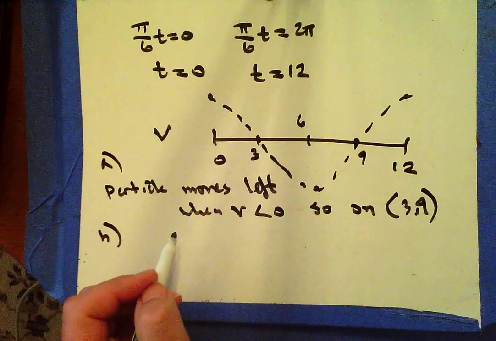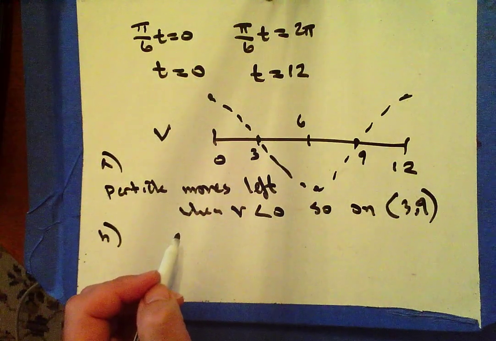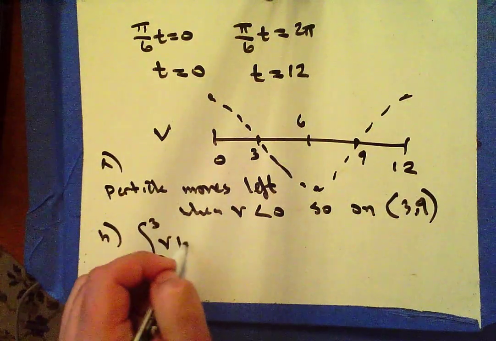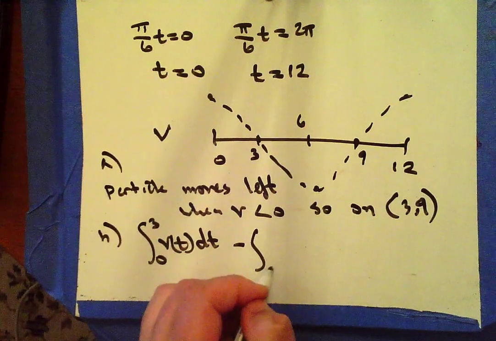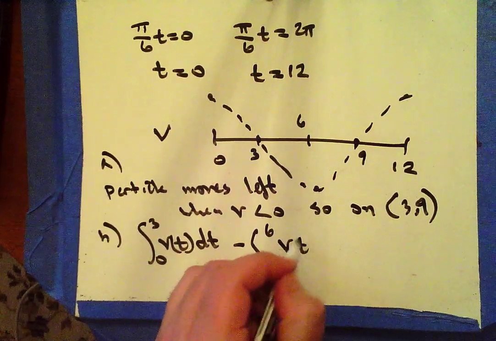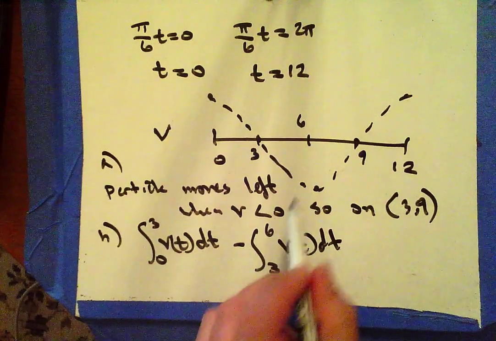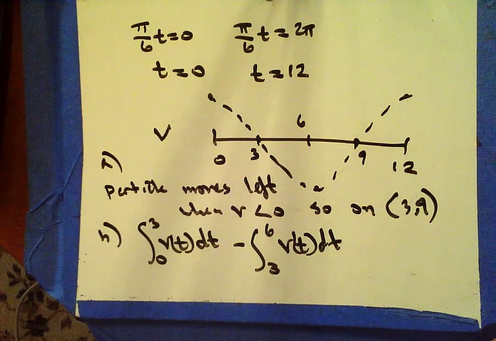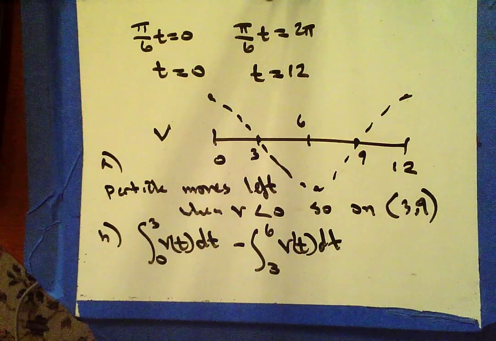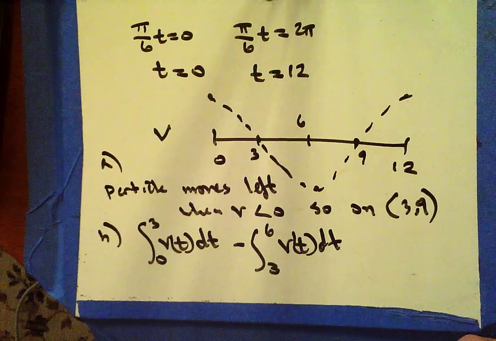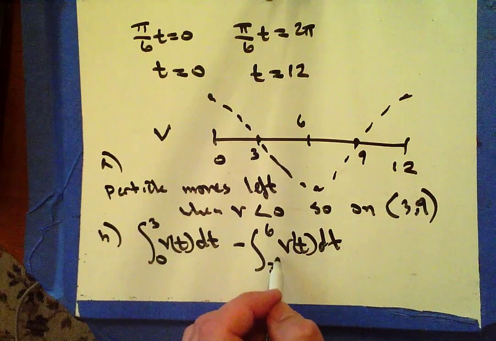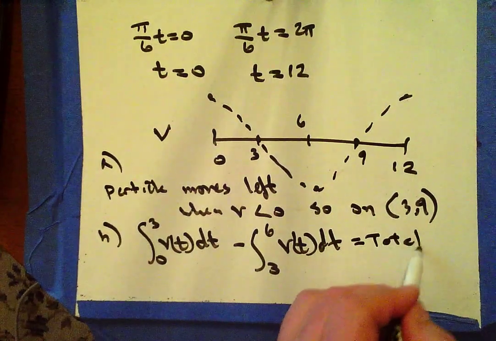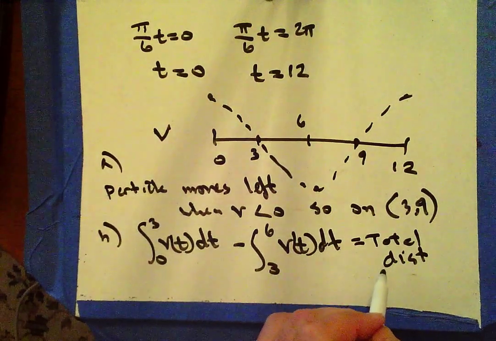Part B. Write but do not evaluate an expression that gives the total distance traveled, 0 to 6. Okay, so the integral from 0 to 3 of v of t dt minus the integral from 3 to 6 of v of t dt. Right, I have to subtract that negative amount, and pay attention, they're telling us the total distance traveled from t equal to 0 to t equal to 6. So we're not going all the way out to 12, we're just doing 0 to 6, and we have to subtract that negative quantity off. So there's our total distance traveled on 0 to 6.